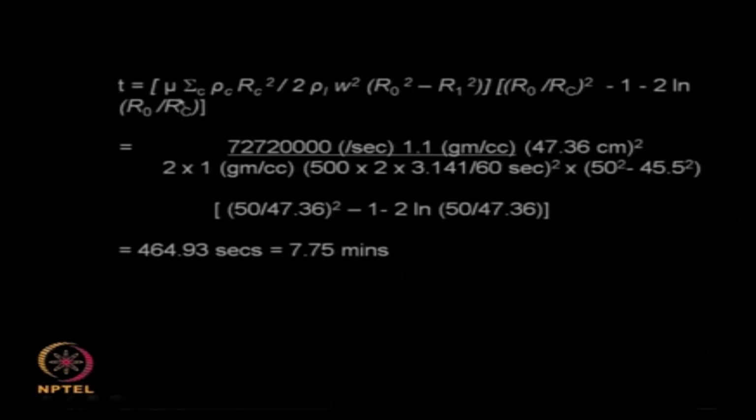So we just put in all the data here, and remember that RC is what we calculated from the mass balance, that is 47.36 centimeter. R0 is the radius of the centrifuge, that is 50. Okay. So by doing all this, what do we get? We get the time required to filter so many liters of the slurry as 7.75 minutes.